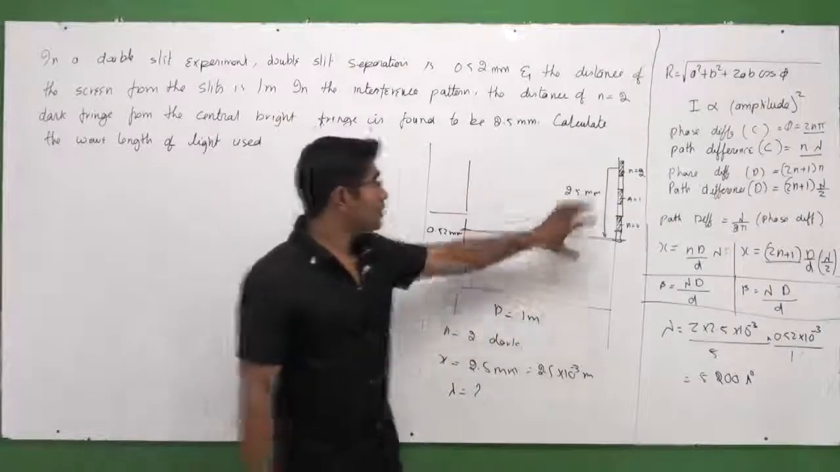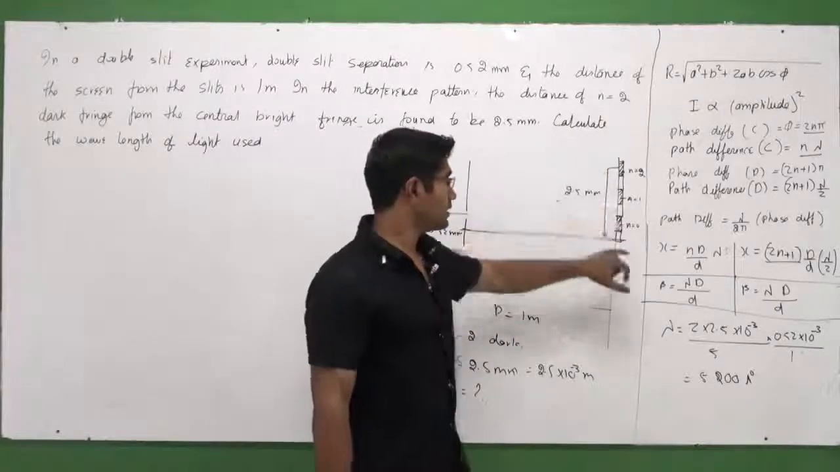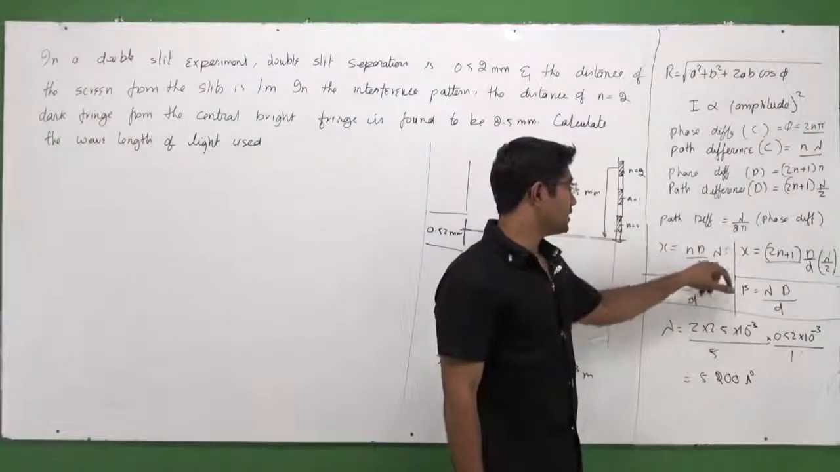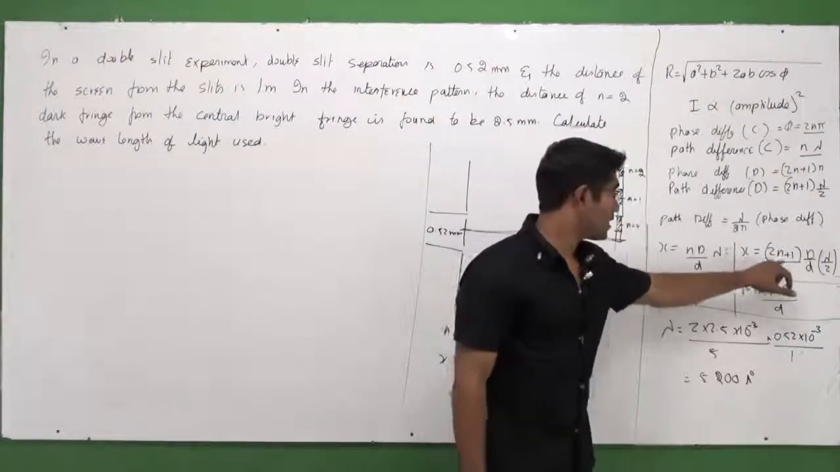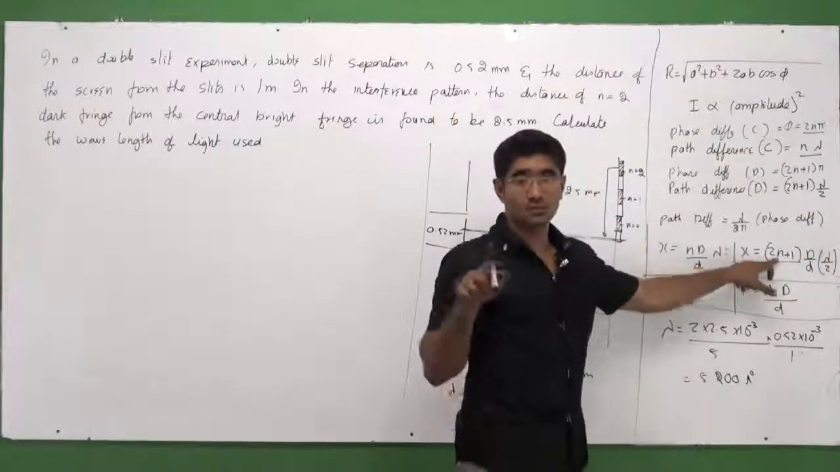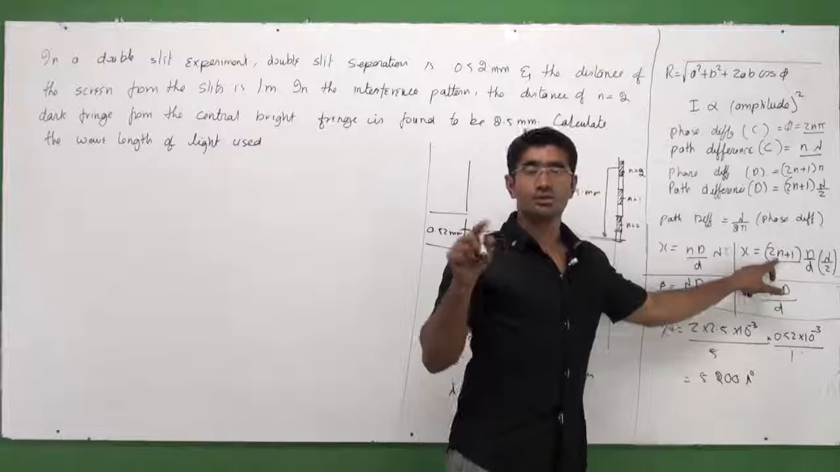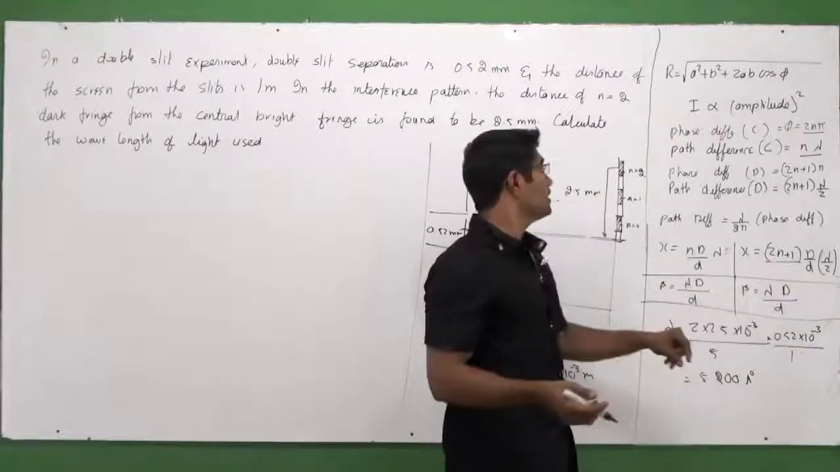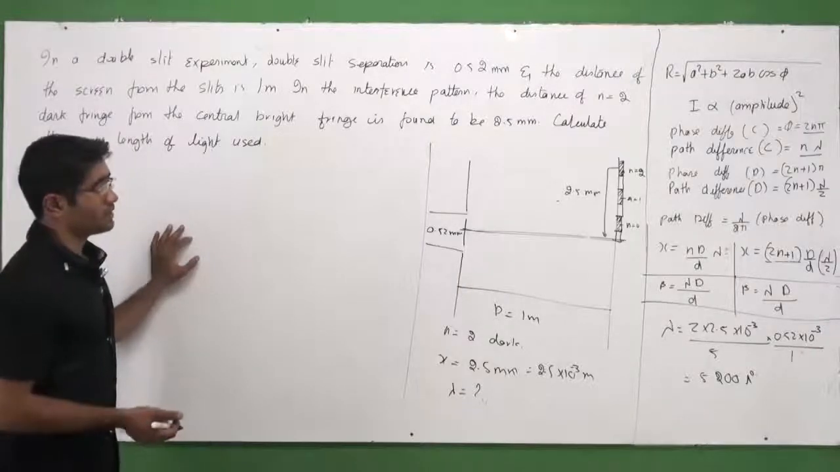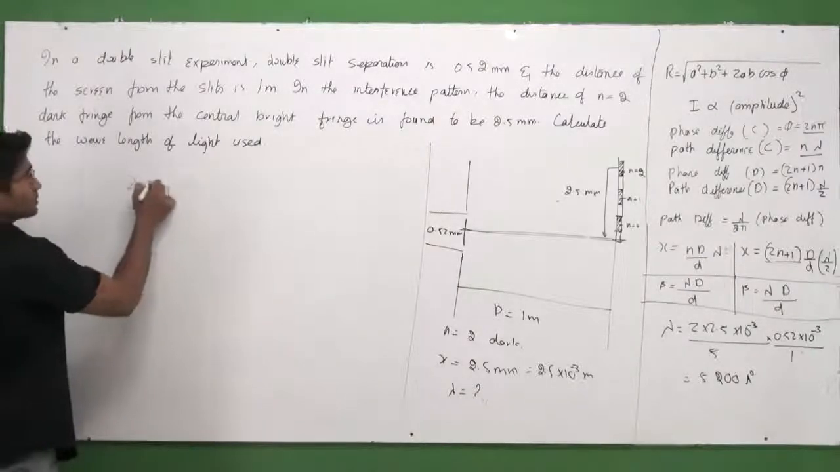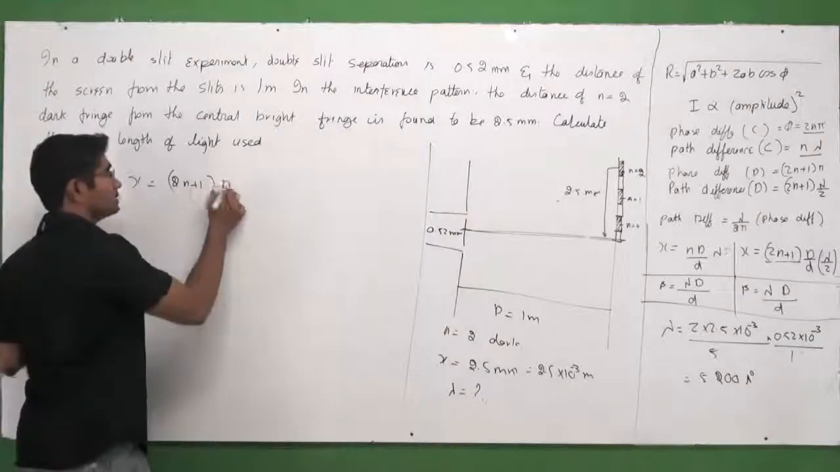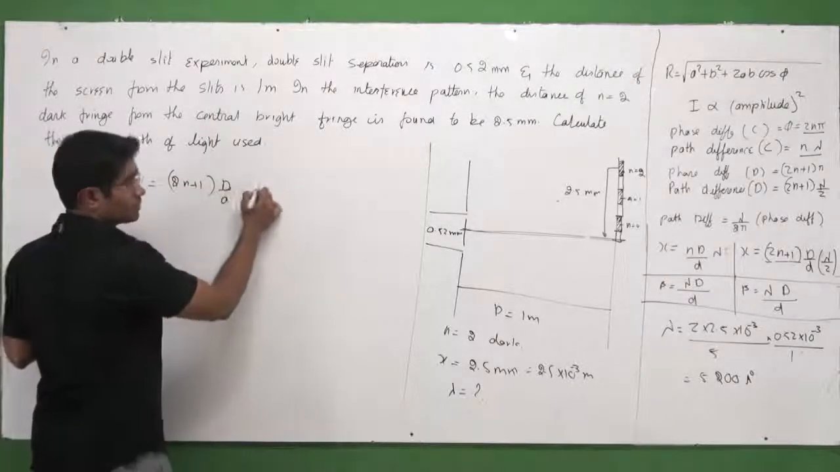How is the formula for this distance given? For a bright fringe, it is nDλ/d, and for a dark fringe, it is (2n+1)(D/d)(λ/2). There n starts from 0. n is an integer, where n is 0, 1, 2, 3, like that. So this should be the third dark fringe from the diagram, as we understand. So let's take that formula: x is equal to (2n+1) times D by small d into lambda by 2.